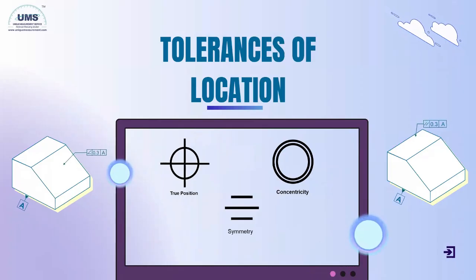In angularity, we can control any given angle in the drawing, except 90 degrees or 0 degrees. We can control any other angle. In perpendicularity, we control the feature at 90 degrees only. Right angle only we will control. So in angularity, we will control any given angle in the drawing. This is the major difference. The working principle is the same.